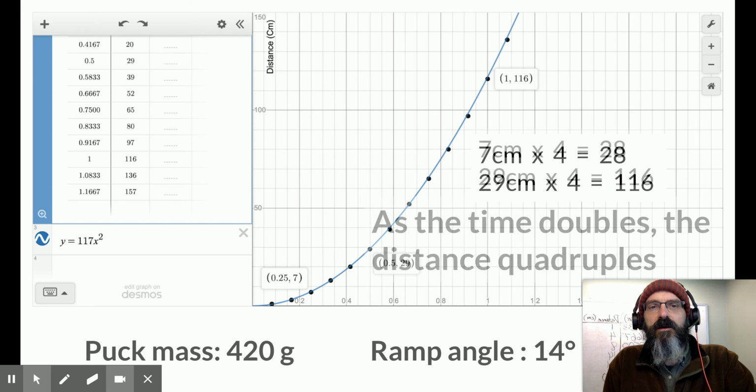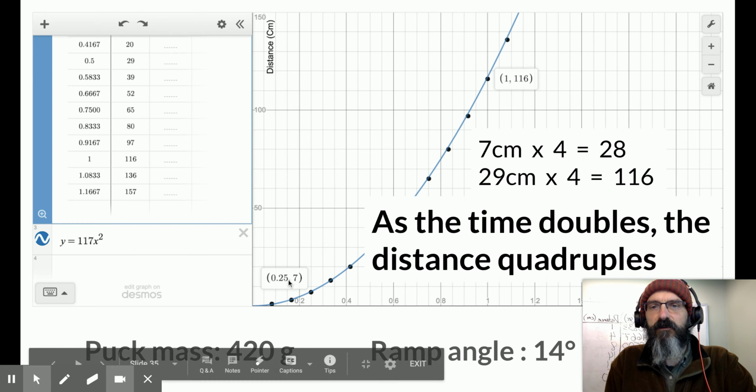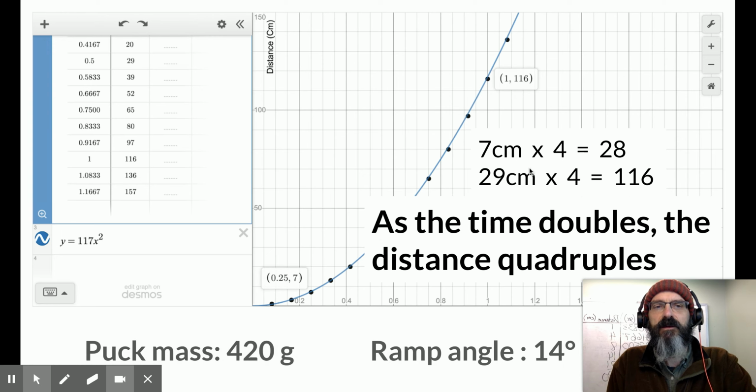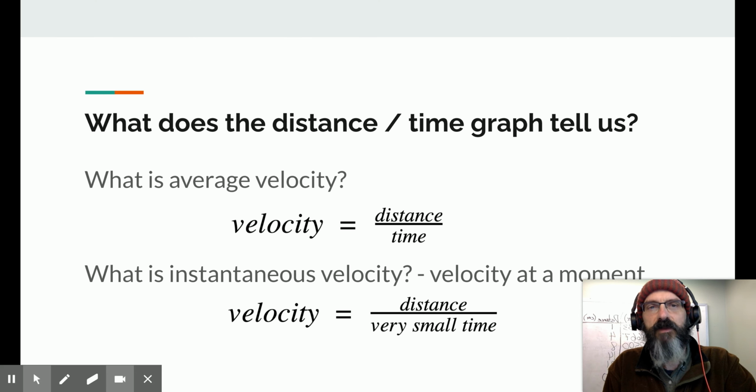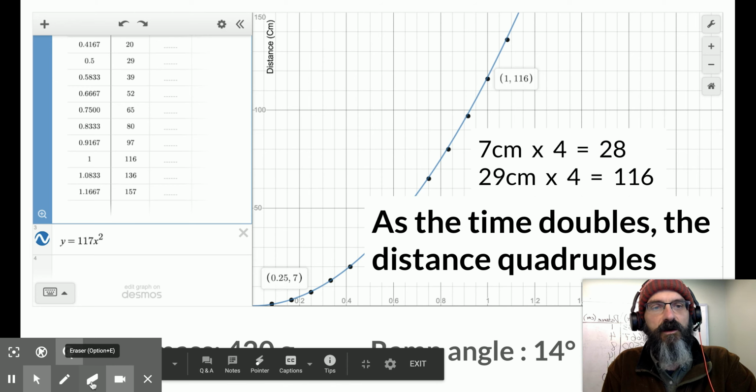So what this suggests is that as the time doubles, as we go from a quarter second to a half second, the distance is quadrupled. And as we go from a half second to a whole second, the distance quadruples again, which is what brings us to the name for this relationship, a quadratic equation. Now, this is where I'm going to stop with our quadratic.